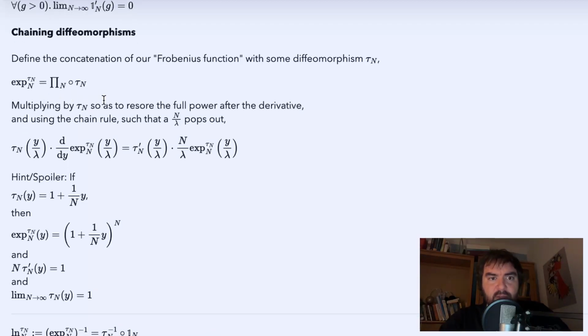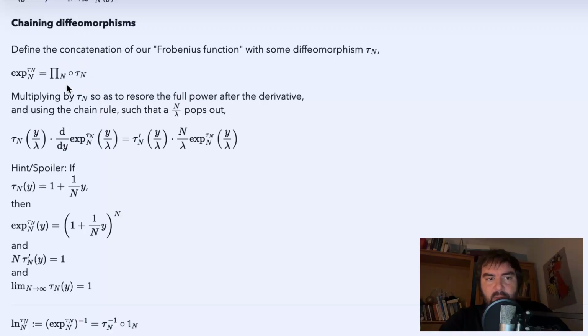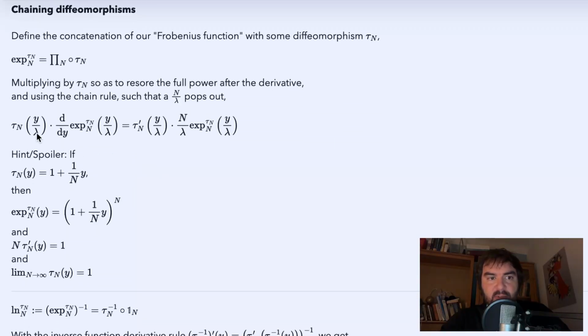Now you can take the derivative of this object. It is not so difficult to get quite far, because g to the power of n, if you take the derivative, the n pops out and so on, and then you can use chain rule and inverse function rule to get this very generalized derivative. You get this thing here.